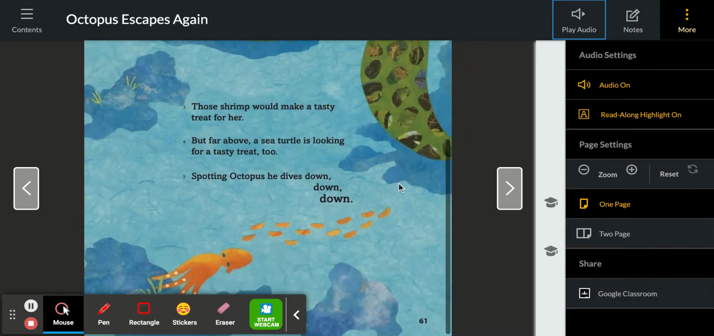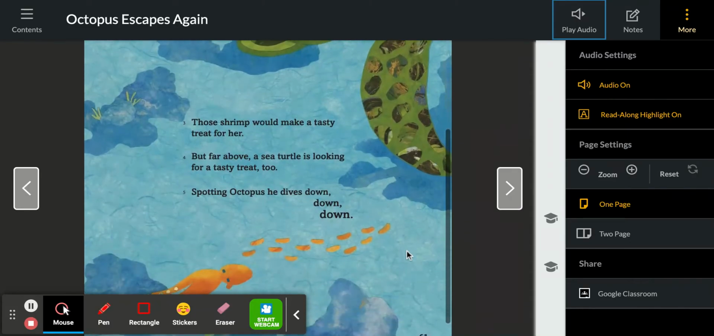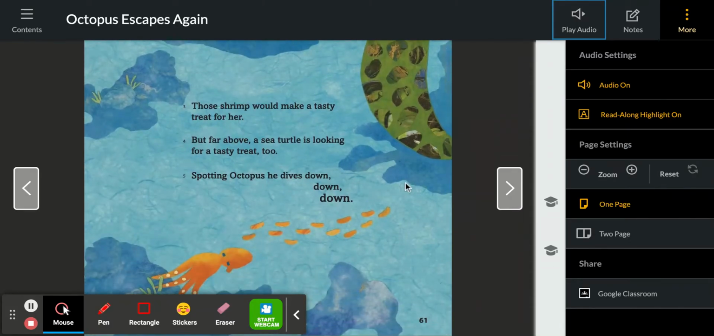I wonder why the author wrote down, down, down. Maybe the author's trying to show you that that octopus is very, very deep in the sea.